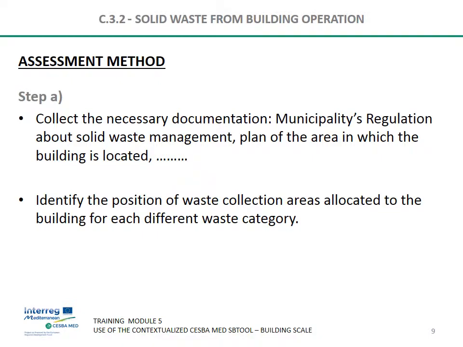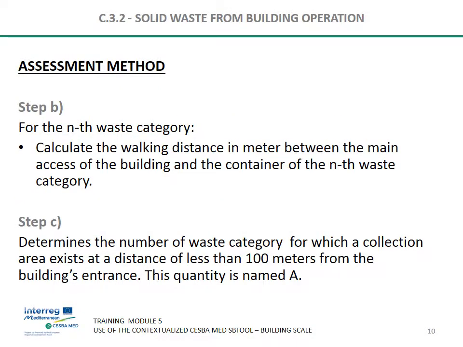So the assessment method, you collect the necessary documentation. So basically you need the municipality's regulation about solid waste management, plan of the area in which the building is located, and the position of the waste collection areas, as well as the types of categories that exist in that area. Then you calculate the walking distance from the main entrance to the waste category bin, and then one has to determine the number of waste categories which are available within 100 meters from the entrance. Then we divide this by 7.